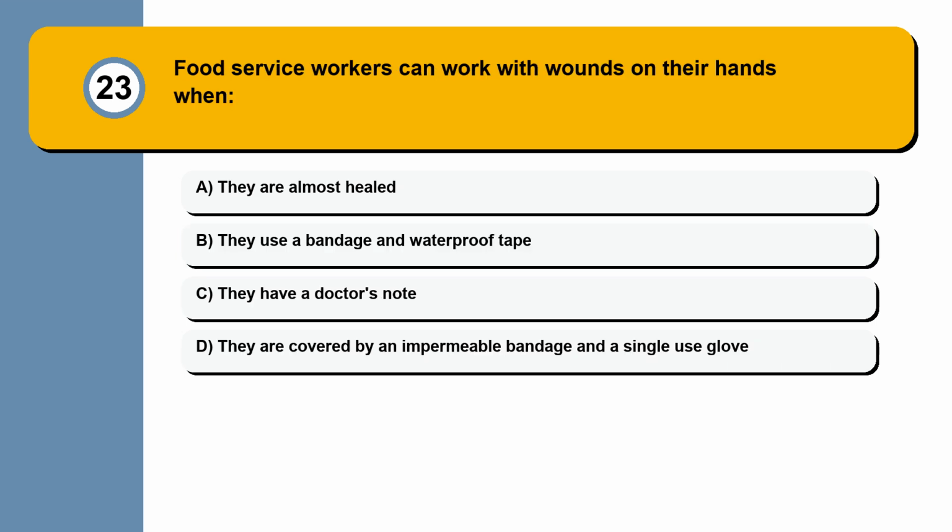Question 23. Food service workers can work with wounds on their hands when they are almost healed. They use a bandage and waterproof tape. They have a doctor's note. They are covered by an impermeable bandage and a single-use glove.